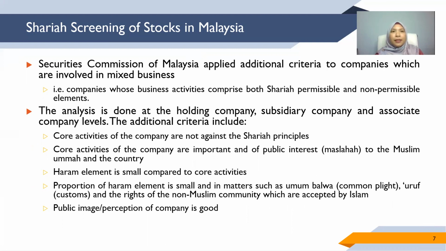Shariah screening of stock in Malaysia applies additional criteria to companies which are involved in mixed business. For example, company activities comprise both Shariah permissible and non-permissible activities. That will be the discussion when we have mixed activities in the company. The analysis is done at the holding company, subsidiary company and associate company level. So we have different stages of company: the HQ, the father and the mother, and then the children, the subsidiary, and also the associate.